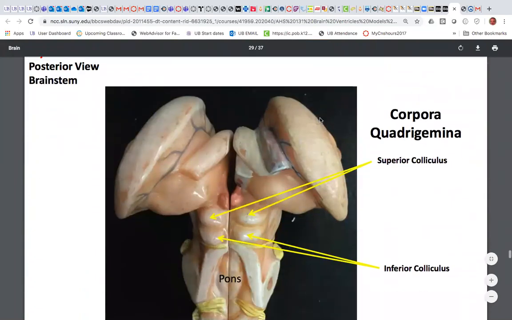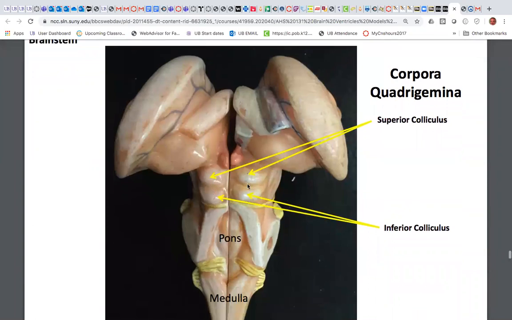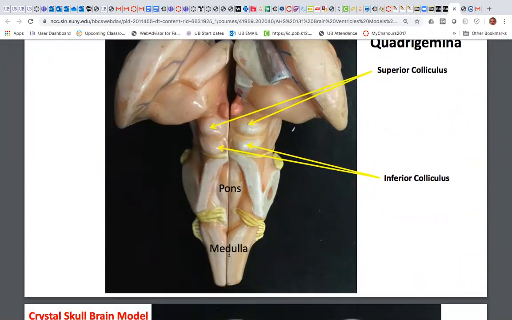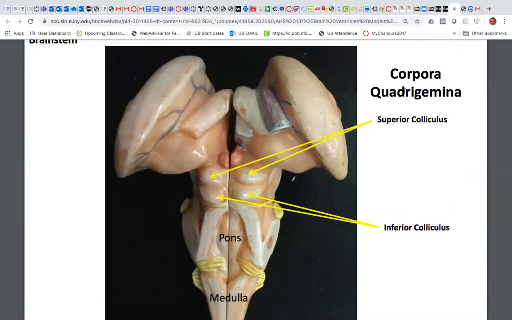So when we rotate it posteriorly, we can see the superior colliculus, that's for eye tracking and your eye movements. And then you have your inferior colliculus. This helps turn the head with auditory stimulus to the ears. Lower than that is the pons and medulla. Medulla, pons, midbrain. The four together is referred to as the corpora quadrigemina, which means the body of four.